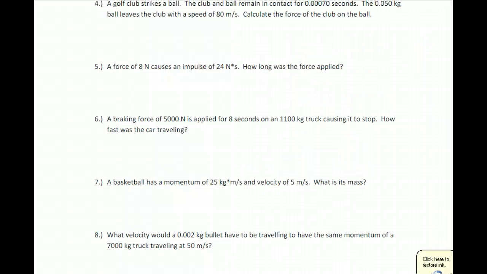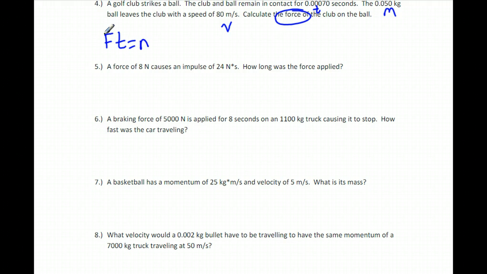The club and ball remain in contact for that time, and the 0.50 kilogram ball leaves the club with a speed of 80 meters per second. Calculate the force of the club on the ball. So you're going to use this equation. They gave you a mass, a time, and a velocity, and it says find the force. So if you go up to the previous page, the equation that we're going to use is force times time equals mass times the change in velocity. And we're going to plug in to that.